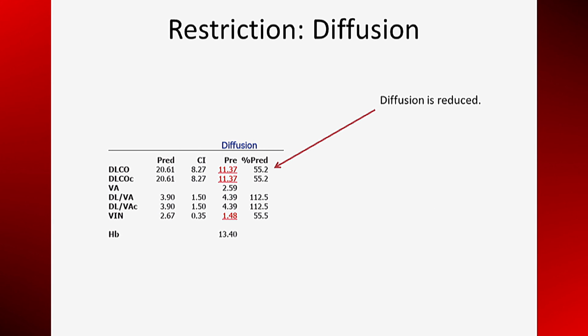The diffusion is reduced. 80% of predicted is the lower limit of normal by convention, but the standard deviation for diffusion is larger than for spirometry. Diffusion is an early finding in interstitial lung disease, so diffusion impairment may be out of proportion to the ventilatory impairment in these patients.